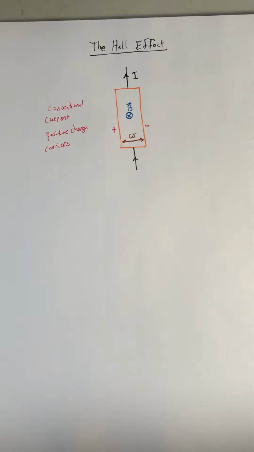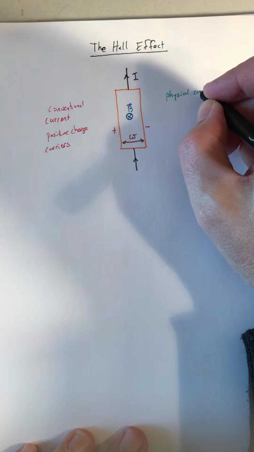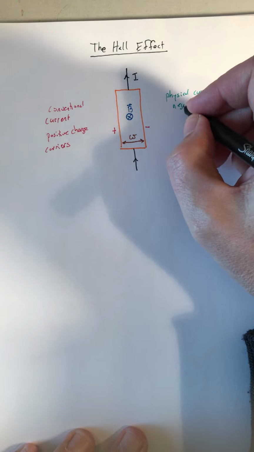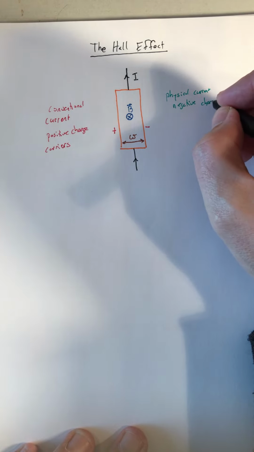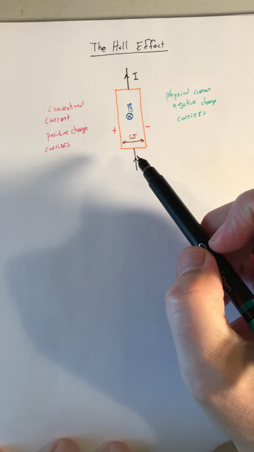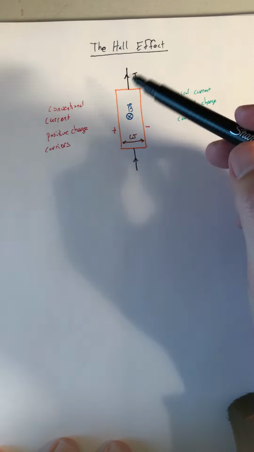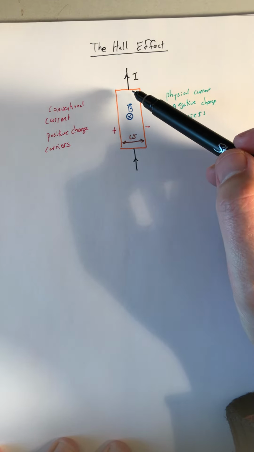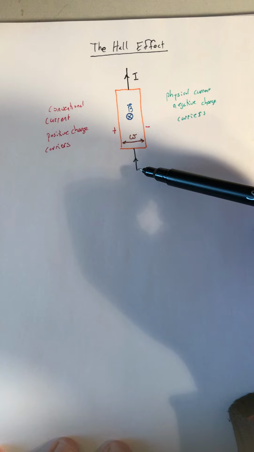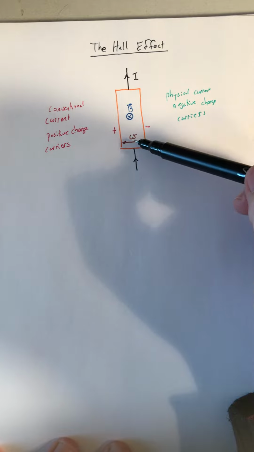All right, if instead that current I was a physical current with negative charge carriers, then positive charge carriers going up the page is the same current effect as negative charge carriers going down the page. Okay, so now we would have negative charge carriers moving down the page.